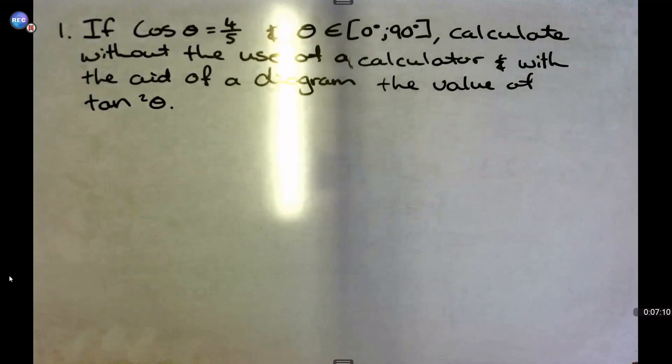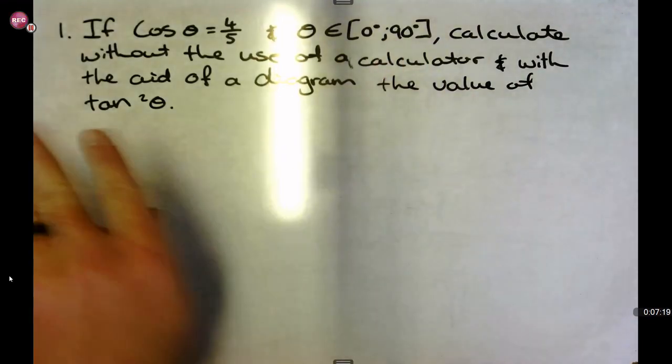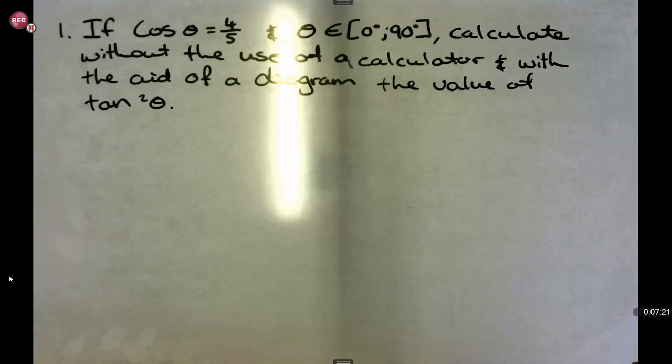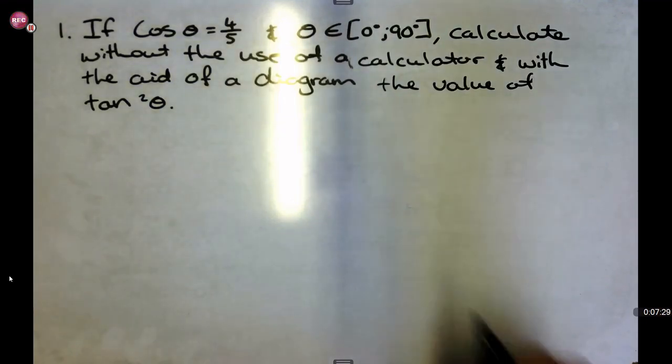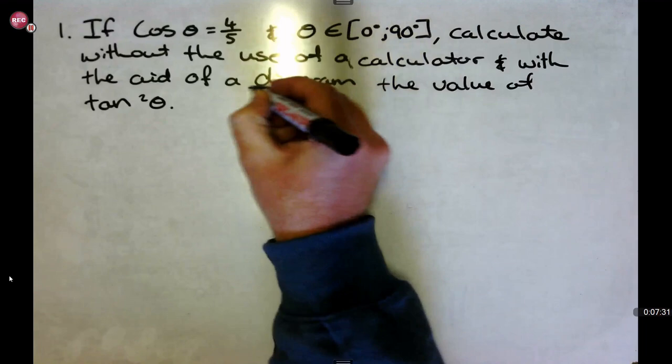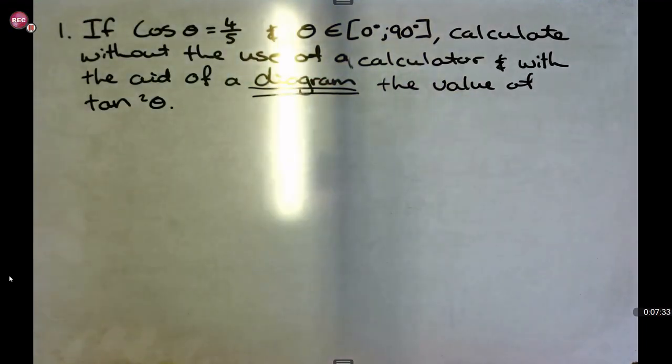Okay, that's the type of question that you'll get. They give you cos theta is equal to 4 over 5. They give you the range that you need to work in, but they also ask you something else. They ask you to use a diagram, so you need to draw a sketch. With the diagram, you need to calculate the value of tan squared theta.